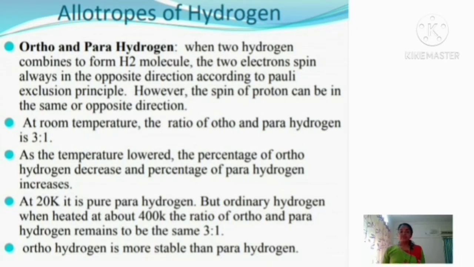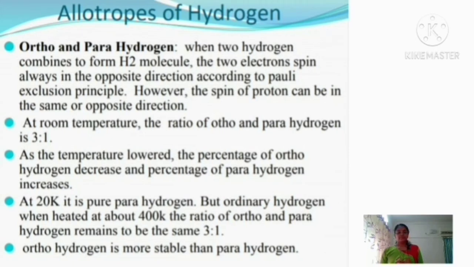In contrast, if the temperature is increased and heated up to 400 Kelvin, the ratio of ortho and parahydrogen is 3:1. That means we cannot get pure orthohydrogen, but we can get pure parahydrogen, at 20 Kelvin.